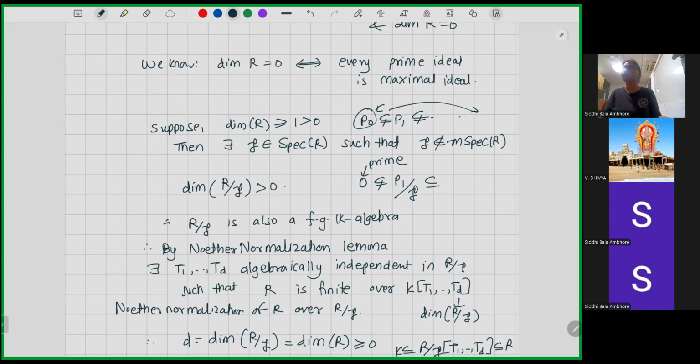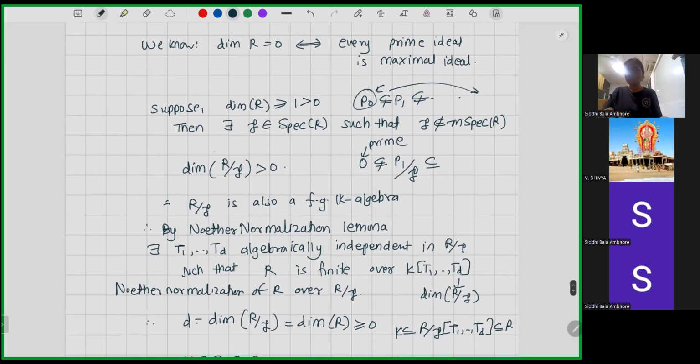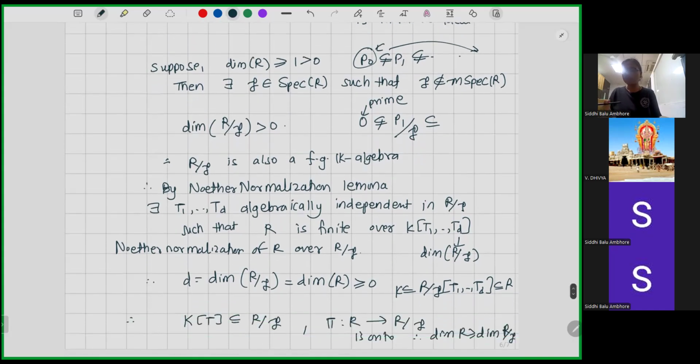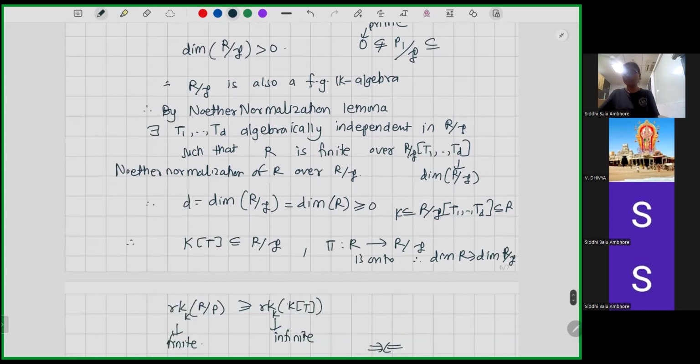Is that okay? So therefore, the dimension of this R mod P is also positive. And once I have the dimension of R mod P greater than 0, through the Noether normalization lemma, we get these extra variables such that R mod P is finite over K[T1, T2, ..., Td]. I think it won't be K, it will be here R mod P. Yeah, we are taking this T1, T2, ..., Td in here. Okay, and this has dimension. So this is contained in my R.